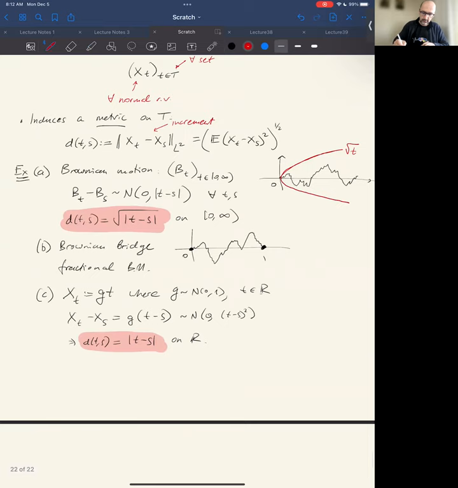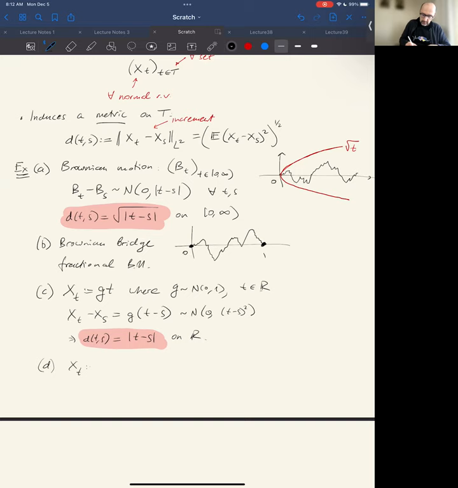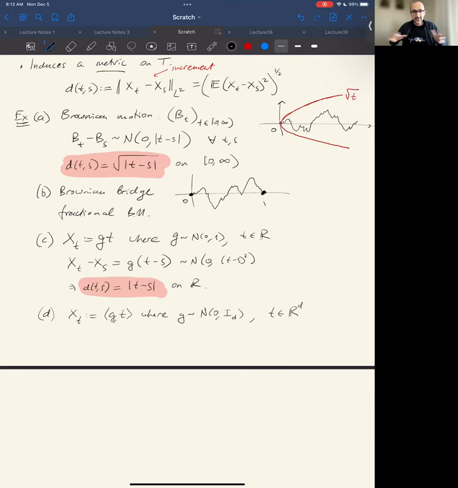One more example, a high dimensional example, would be to just recycle this g t, but make it high dimensional, the inner product <g, t>, where g is the standard normal in dimension d, and t belongs to R^d. Now t is not time. T is some high dimensional set. And it's easy to check, just like we did in the last example, that the distance will again be the classical Euclidean distance on R^d in this case. So this is a non-surprising example.